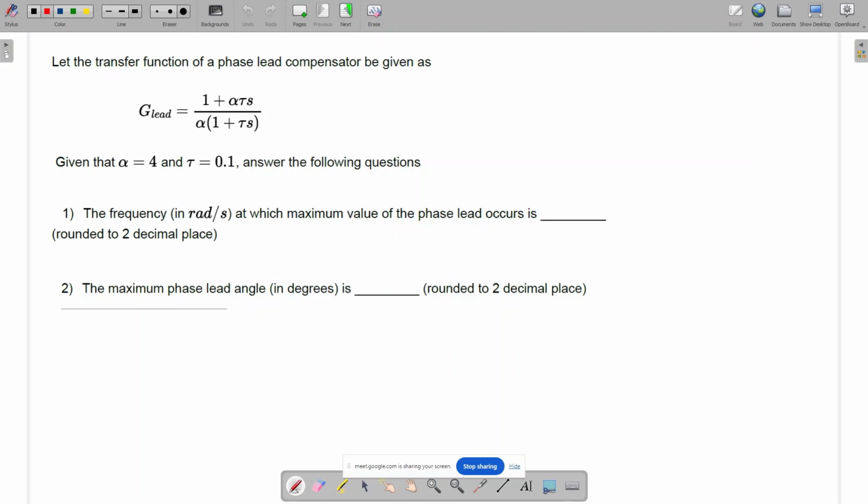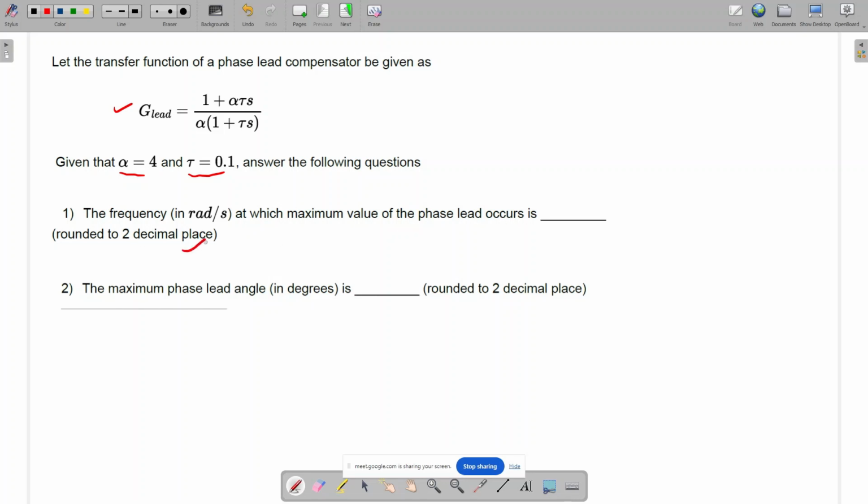So this is the first question I have taken. A transfer function of a phase lead compensator is given. This is the standard form of the lead compensator: (1 plus alpha Ts) divided by alpha into (1 plus Ts), where alpha is given as 4 and tau is given as 0.1. We should remember one standard formula. What will be the frequency at which the maximum value of the phase lead will occur?